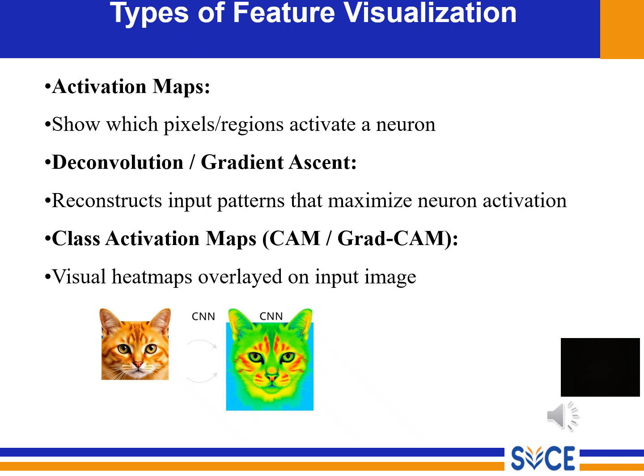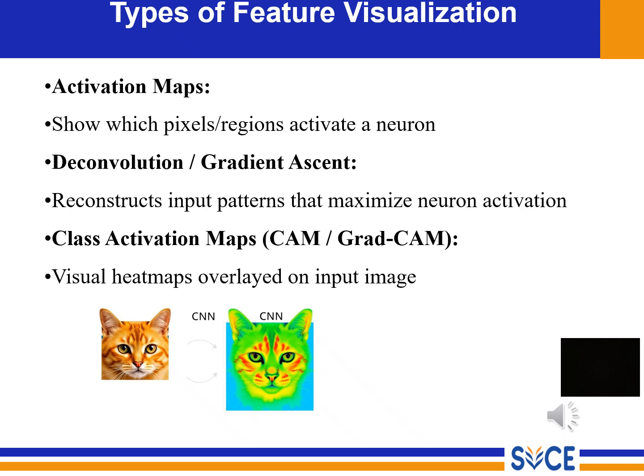So first one is activation map. Second one is deconvolutions or gradient ascent. And then third one is class activation. So first one, activation map, shows which part of the image lights up the particular neuron. And then gradient ascent reconstructs the pattern that excites the neuron most.